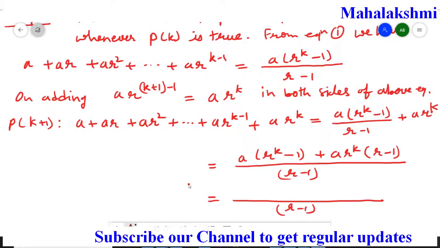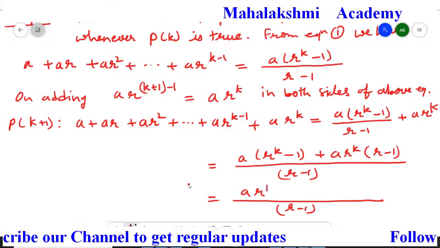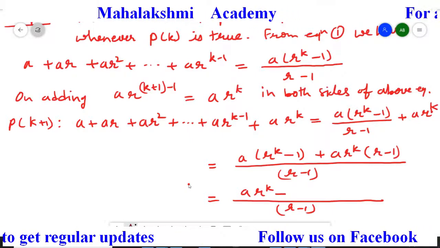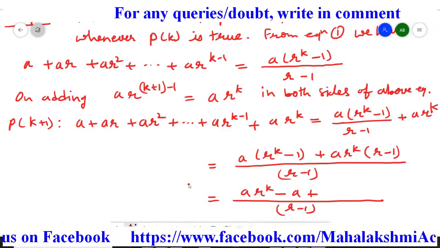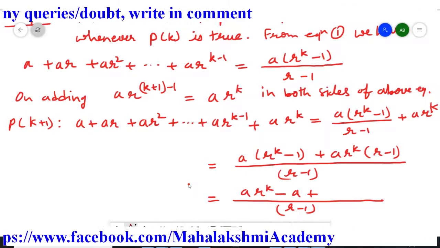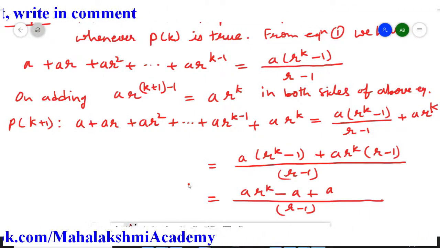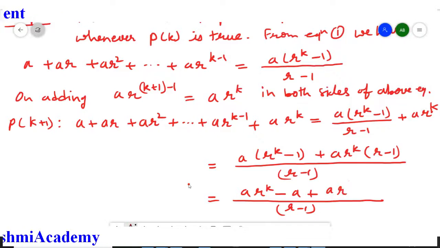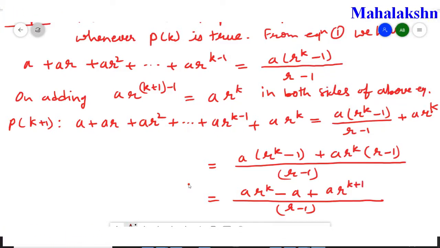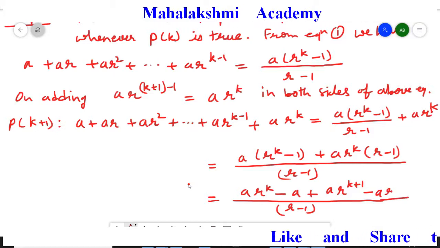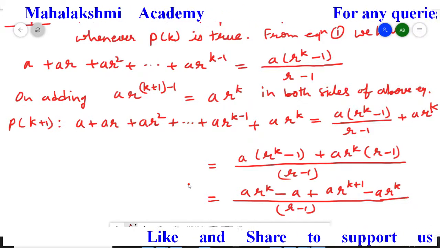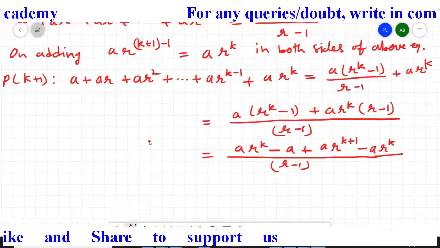Now we will open the bracket here. So a multiplied by r to the power k minus a multiplied by 1 is a, plus we are going to open again the bracket. So that will give us a multiplied by r to the power k plus 1 minus a multiplied by r to the power k. So just see, students, what I had done here.